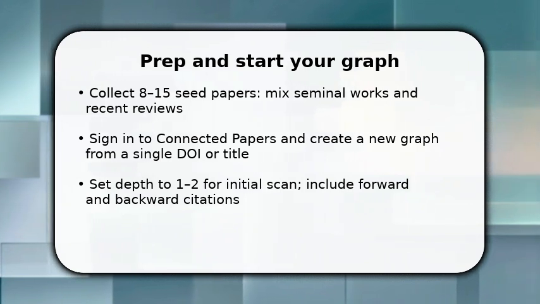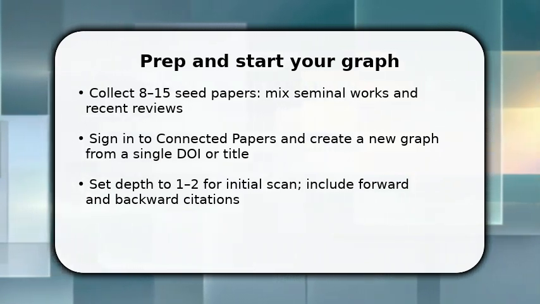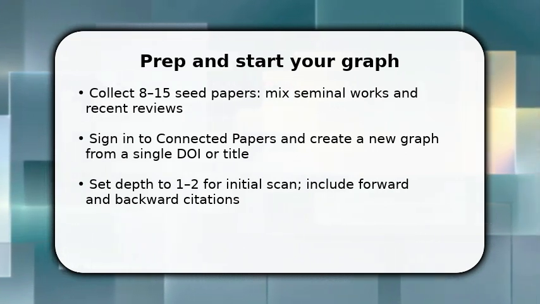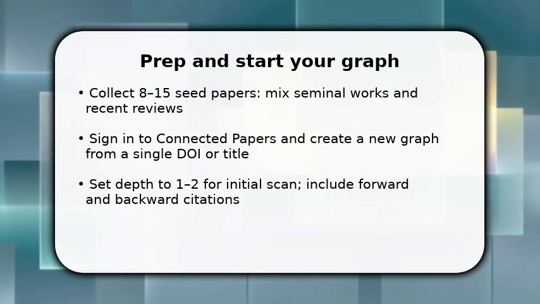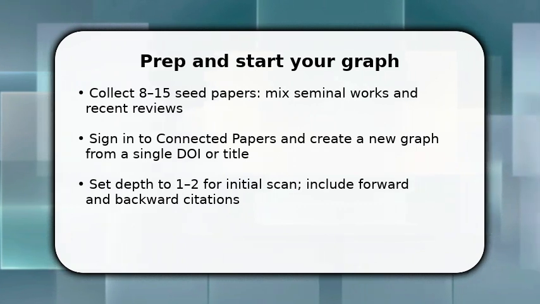Once done, set graph depth to 1 or 2 to avoid noise and include both predecessors and successors so you capture citation context. Make sure to label the graph and save a snapshot. Doing that early prevents lost progress and keeps your literature review structured.